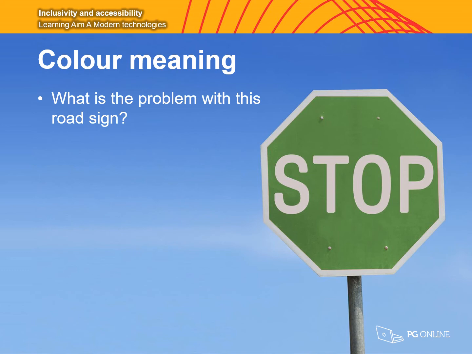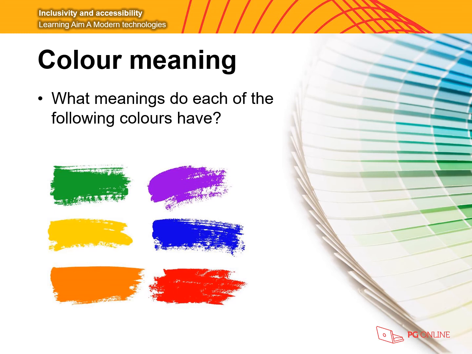Take a look at the stop sign on this slide. What's the problem with the road sign? Hopefully you will have recognised that the sign had a green background, whereas stop signs usually have a red background because the colour red represents danger. This is from using colour meanings to get your message across.